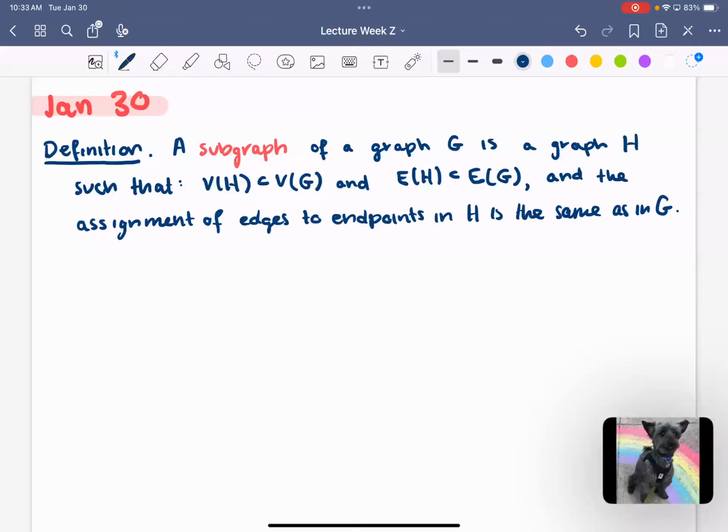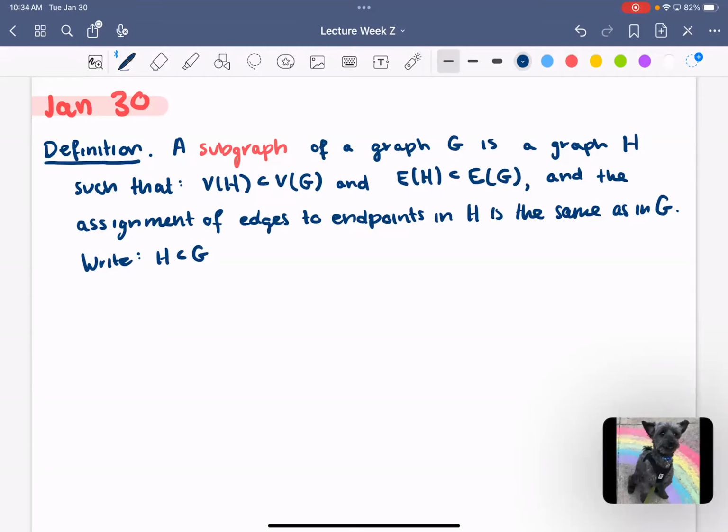And how would we write this? We write just H as a subset of G, even though we're thinking of it as a subgraph. And we also say G contains H. So you use all the familiar notation and language associated with that.